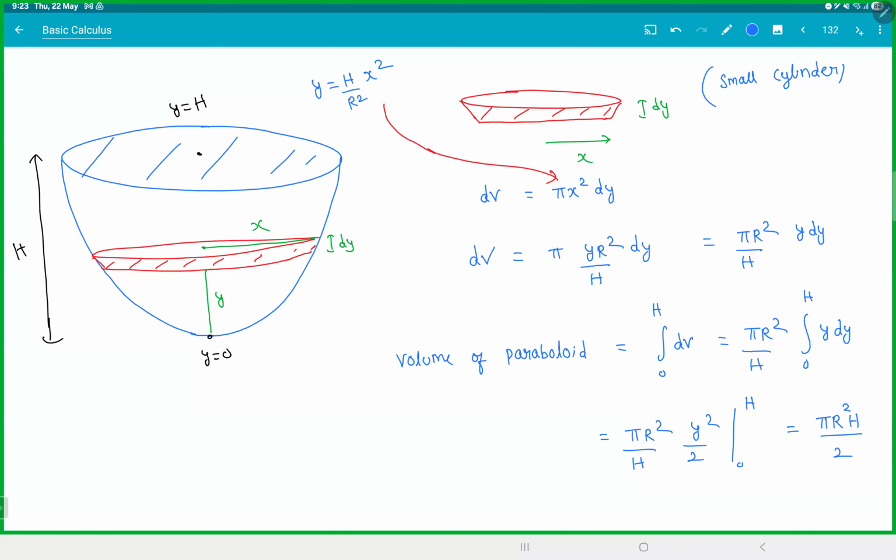Yes, done. I understood that like the disc we took, it's like a small cylinder, but why did we get the volume as half of the cylinder? Why we got this, that is a thing. For that, I don't have an explanation, but we get it, half of it.